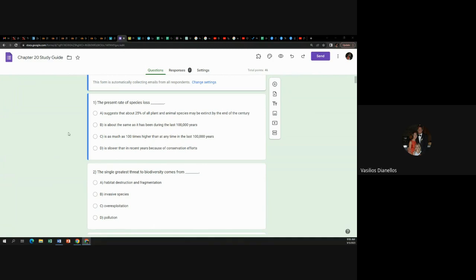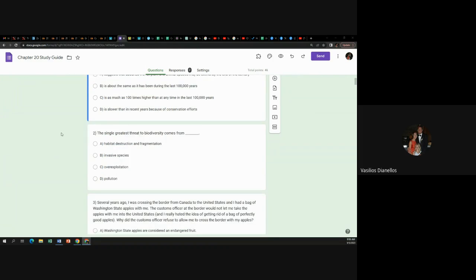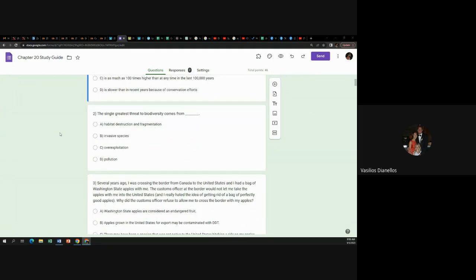All right, the present rate of species loss. I told you I wasn't going to ask you that, so we'll keep going. The single greatest threat to biodiversity, you do need to know that. That is habitat destruction. And remember, I told you the way you can remember that is, in a way, all the other options contribute to habitat destruction. Invasive species destroy the habitat, in a way. Overexploitation, right? You're cutting down a bunch of trees, for example, destroys the habitat, in a way. Pollution definitely destroys the habitat. So yes, the answer is habitat destruction. Any questions about that?